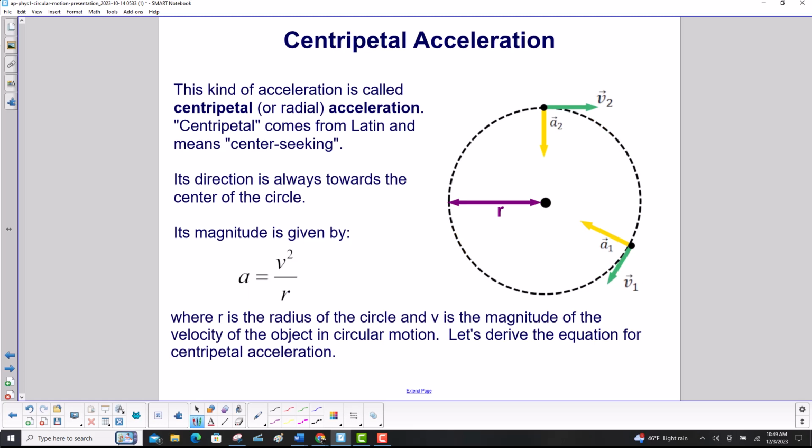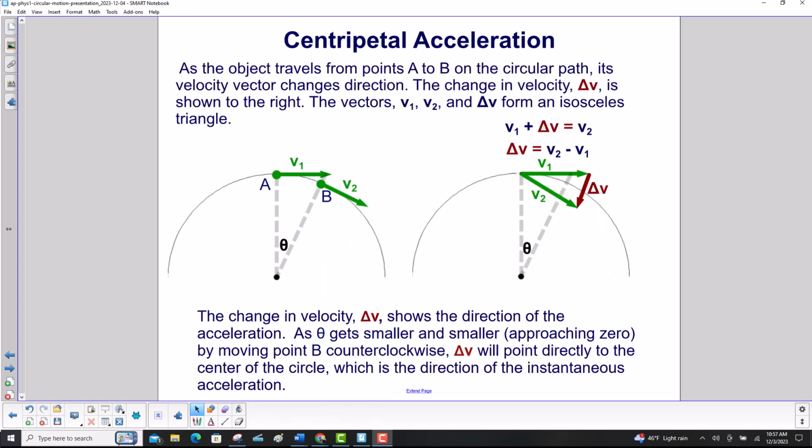Centripetal comes from Latin and means center seeking. Its direction is always towards the center of the circle, no matter where you are there. Its magnitude is v squared over r, where r is the radius of the circle and v is the magnitude of the velocity of the object in circular motion. Let's derive the equation for centripetal acceleration.